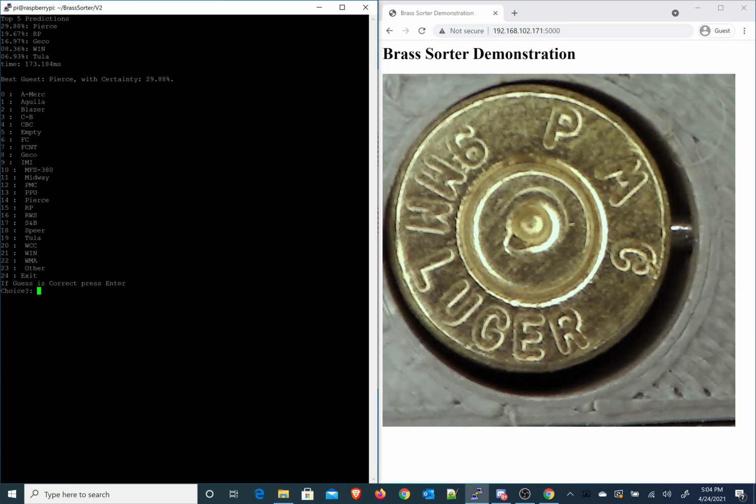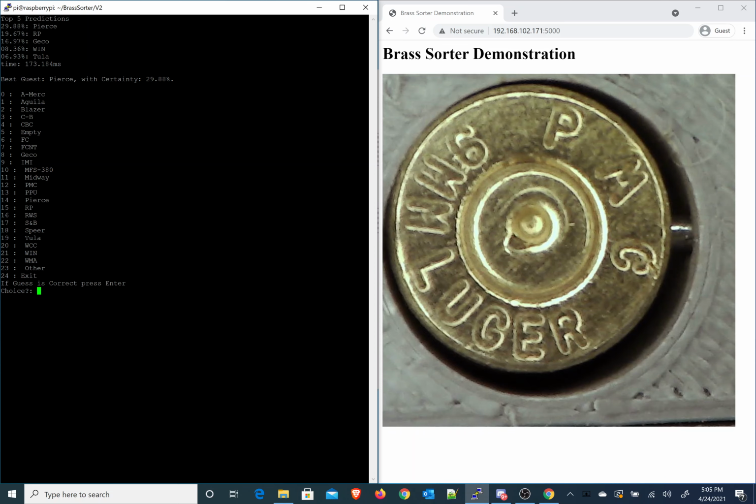Okay, so here's one it got wrong. System hasn't seen a lot of PMC brass. It's probably seen 2 or 3 pieces. Same thing with Pierce brass. It's probably seen 2 or 3 pieces. This is a really low probability match. It thinks 30% is Pierce, 20% that it might be RP, 17% that it might be Gecko, which is another brand it's probably only seen 1 or 2 pieces of, 8% Winchester, 7% Tula, and it took about 173 milliseconds to decide this. So anyways, it's wrong.